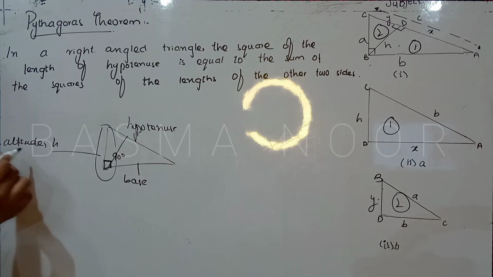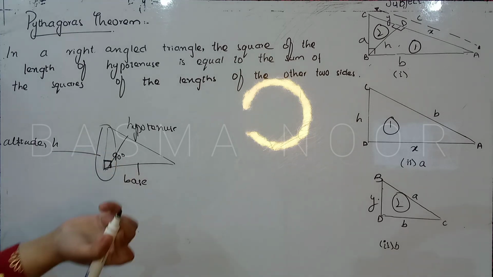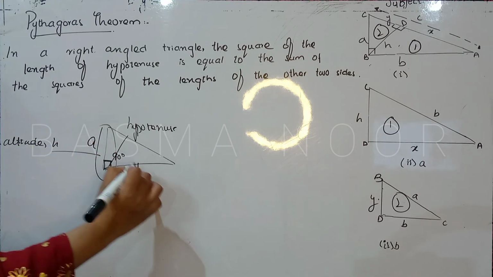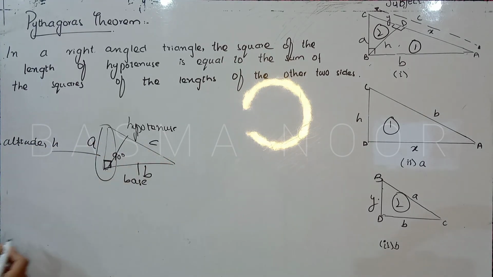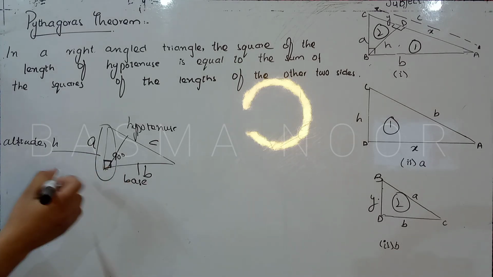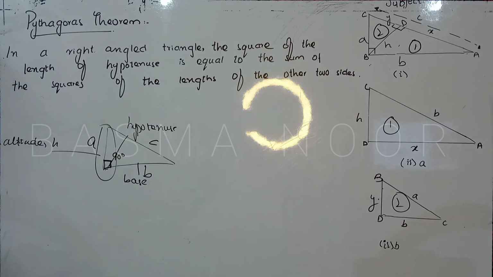Base, hypotenuse, and altitude. And we're gonna name these sides A, B, C. This is not a part of the theorem. I'm just telling you for your concept. A, B, C. Now let's read the statement, and this diagram is gonna be helpful for you.